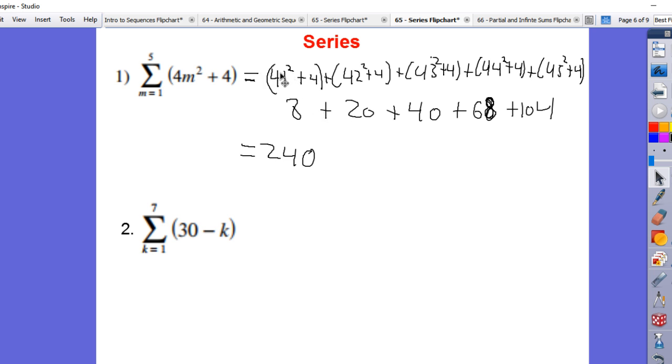That's 4 times 1 squared plus 4, plus 4 times 2 squared plus 4, plus 4 times 3 squared plus 4, plus 4 times 4 squared plus 4, plus 4 times 5 squared plus 4, because our starting number is 1 and our stopping number is 5. I didn't put the parentheses around the variable, but that's still correct because order of operations uses exponents first.